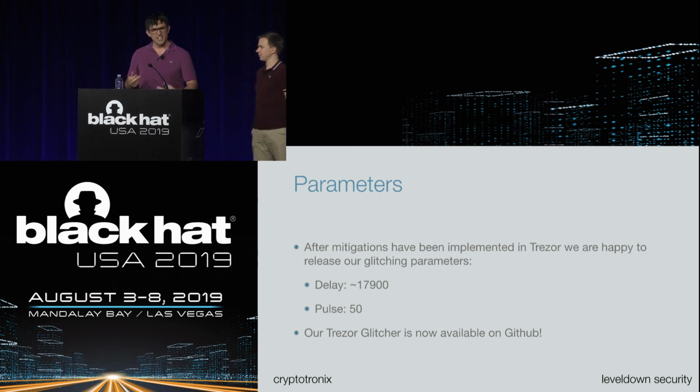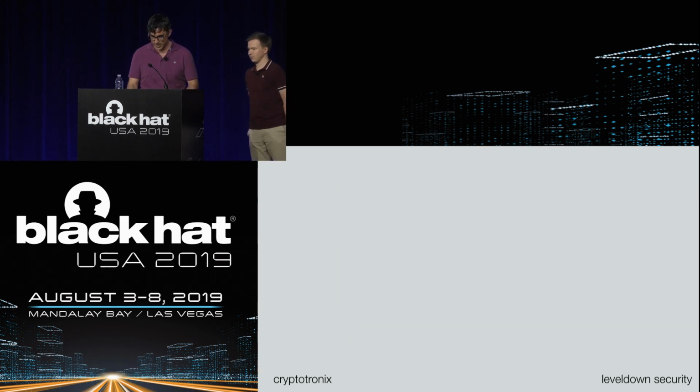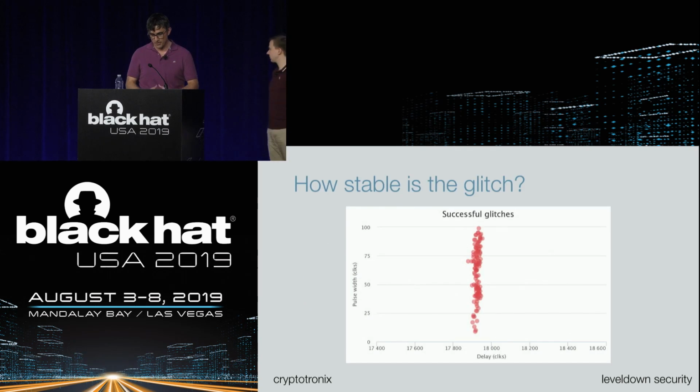And again, this particular device was the Trezor, but it's also applicable to anything that runs an STM32F2. And we think it was pretty reliable. So we did a scatter plot of what our success looks like. These were all the successful glitches at exactly that delay. This is about 120 attempts, and all of them hit pretty much at the same spot. So this is a pretty reliable glitch for the STM32F2, or 205.